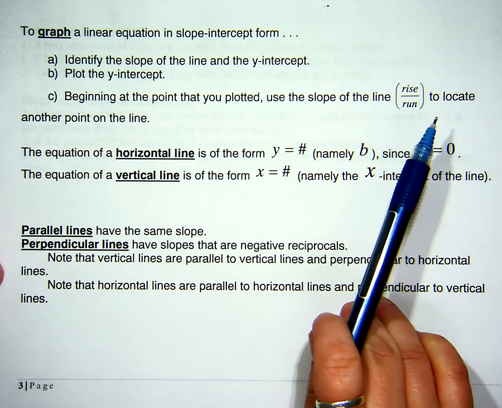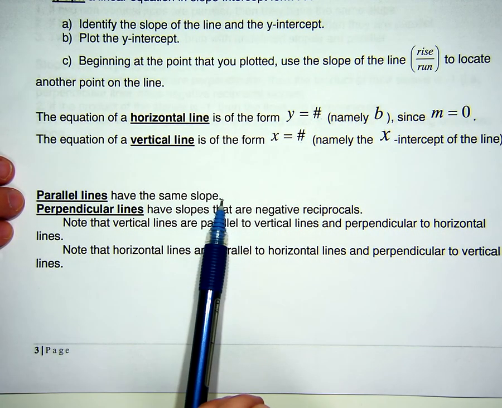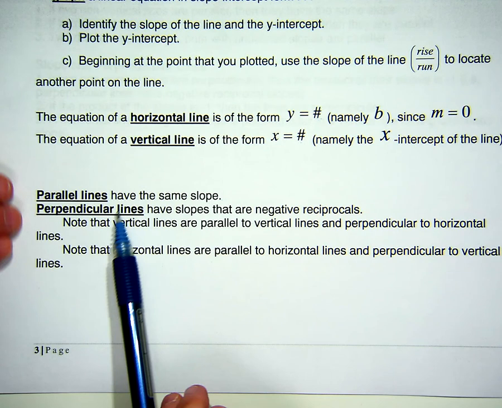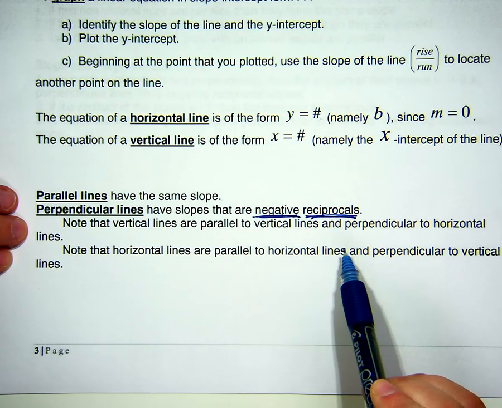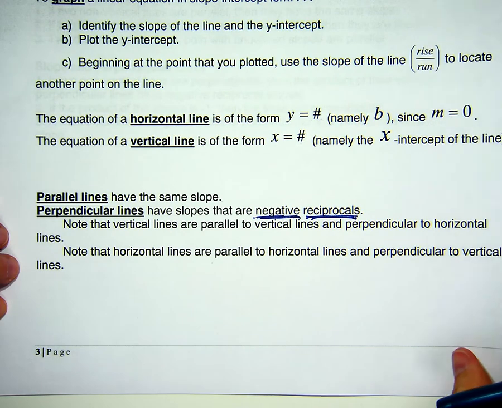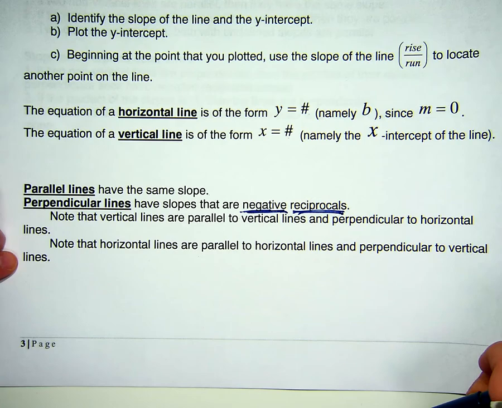A couple of things on parallel and perpendicular lines. Parallel lines have the same slope. Perpendicular lines have slopes that are negative reciprocals. Negative means opposite sign. Reciprocal means flip the value. Note that vertical lines are parallel to vertical and perpendicular to horizontal. Horizontal lines are parallel to horizontal and perpendicular to vertical.